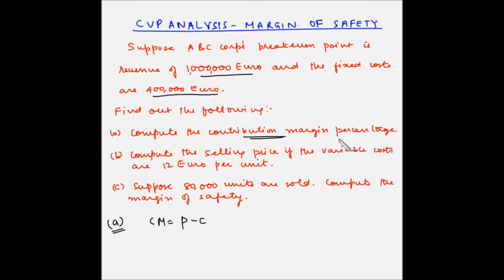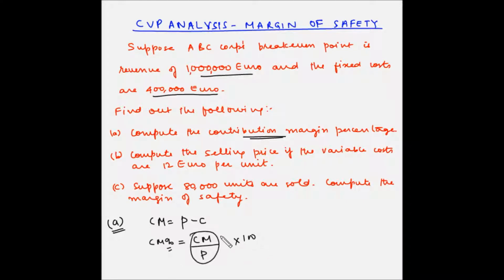Now, what is contribution margin percentage? Contribution margin percentage is the contribution margin divided by the selling price. Now, if we keep it like this, that is the contribution margin divided by the unit selling price, then we get the contribution margin ratio. And if we multiply this by 100, we get the contribution margin percentage.